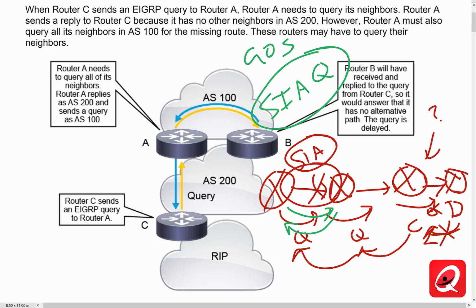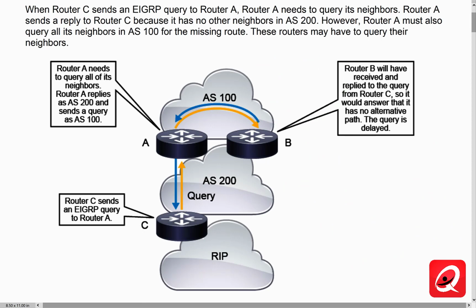You can see, though, where this could cause some issues, particularly if you have a lot of neighbors and you have a lot of routers that have to be queried. So the idea is that we want to limit how these queries propagate.